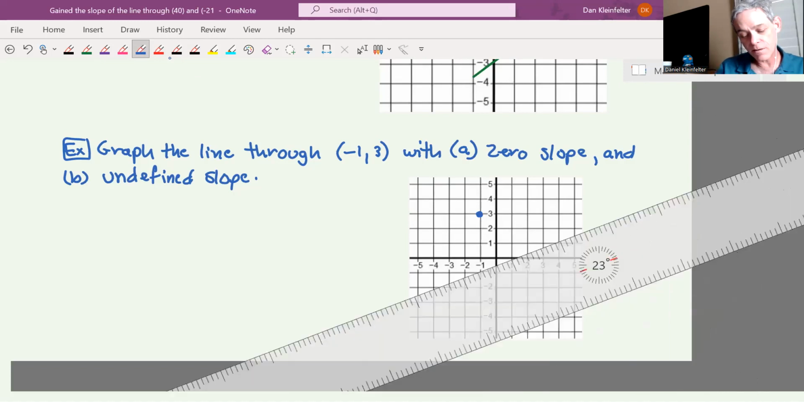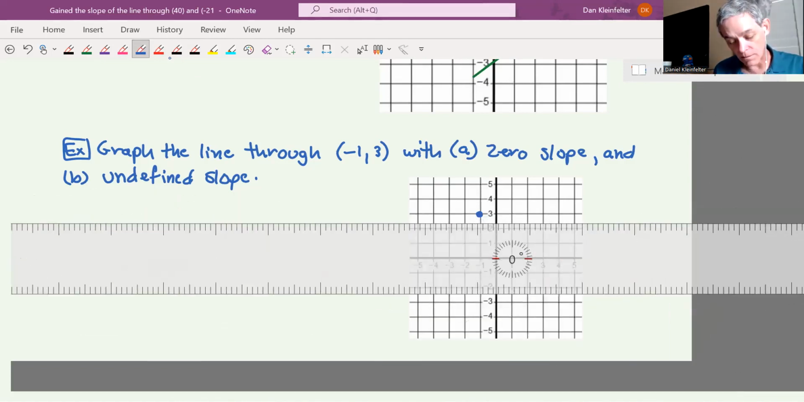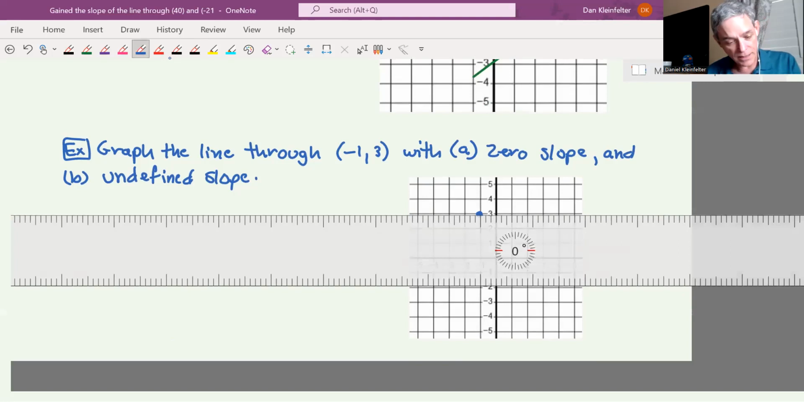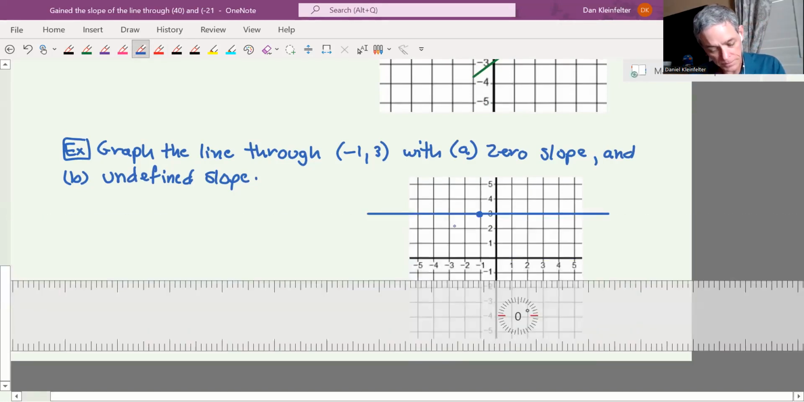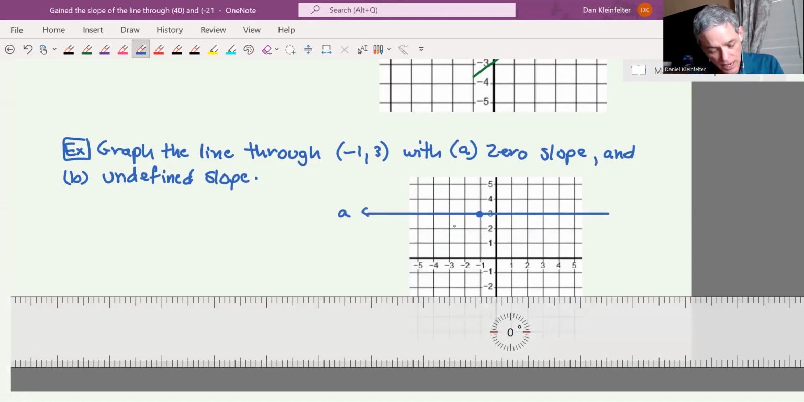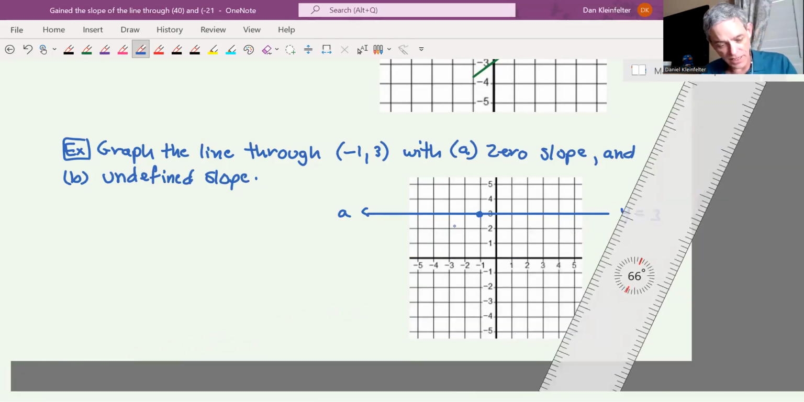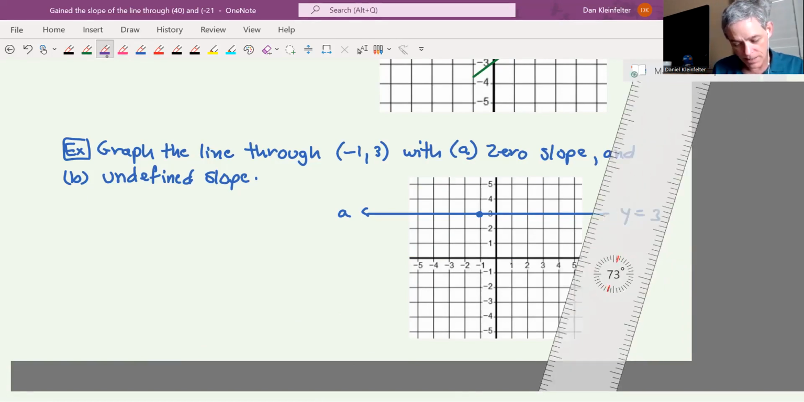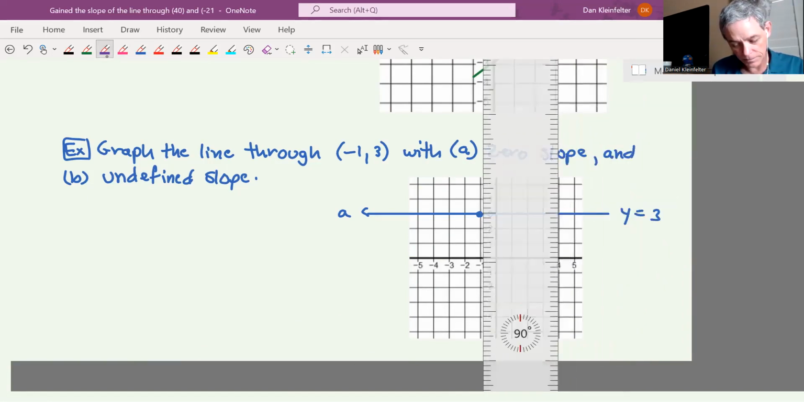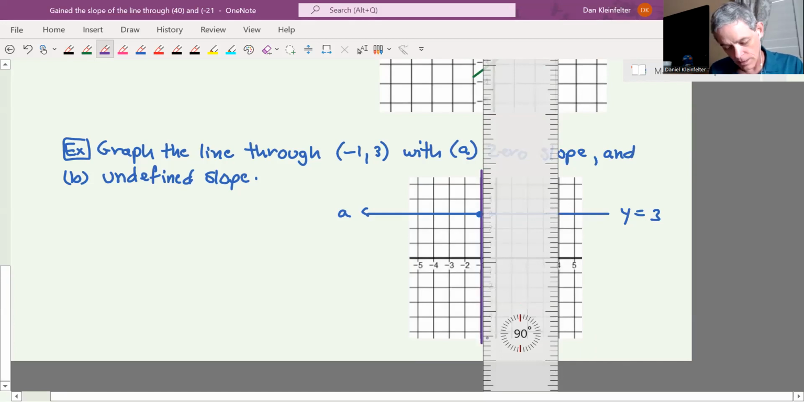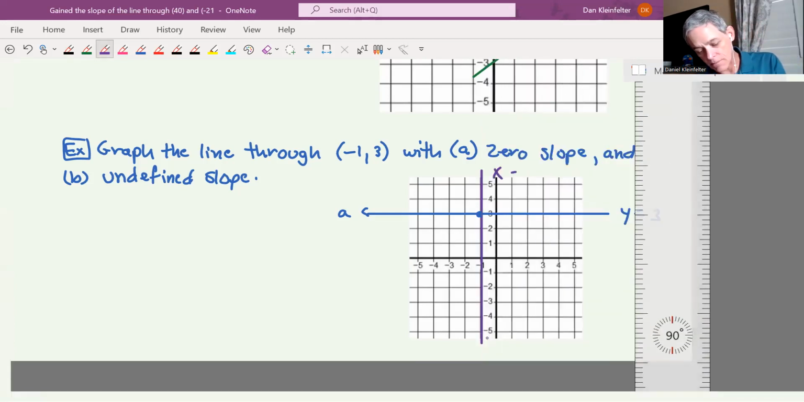If we wanted to have 0 slope, that means it's going to be horizontal, right? So a line with 0 slope is horizontal. That'll be A, and this is our line y equals 3. Okay, if we wanted to have an undefined slope, that will mean that it's vertical. And that'll be the line x equals -1. Notice on that, there wasn't really any calculation to do.